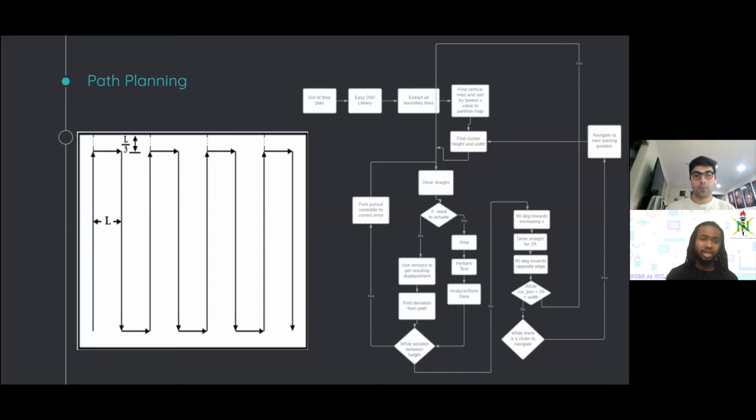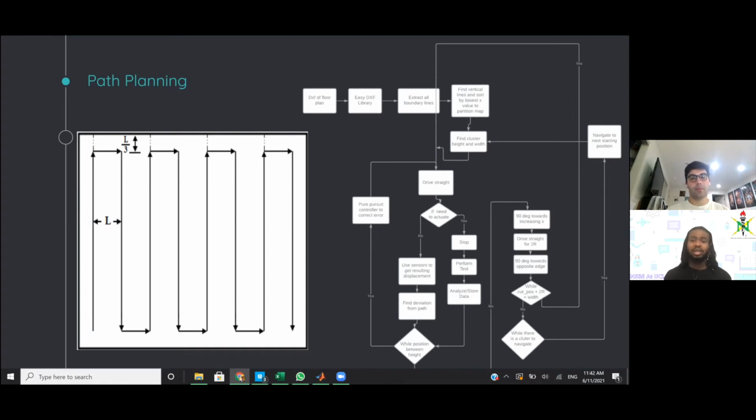So just another illustration of how the robot would move. It would go up through the cluster, then take a right, then go down through the cluster, and then take a left at that point. So in terms of the flow chart for this algorithm, we start with the DXF, we go through some processing, and then we get to the part where the robot calculates whether it needs to drive straight or make a turn or stop to do testing. And it continues this process until it's finished with all the clusters in the floor plan.